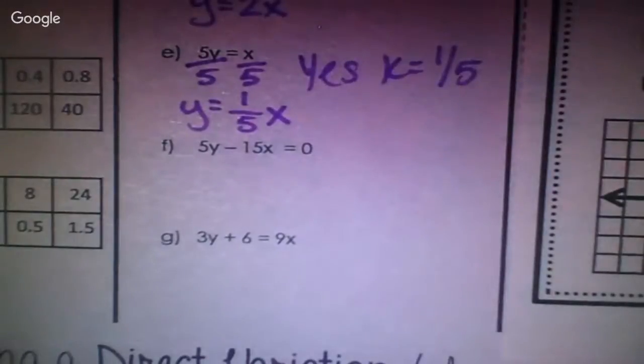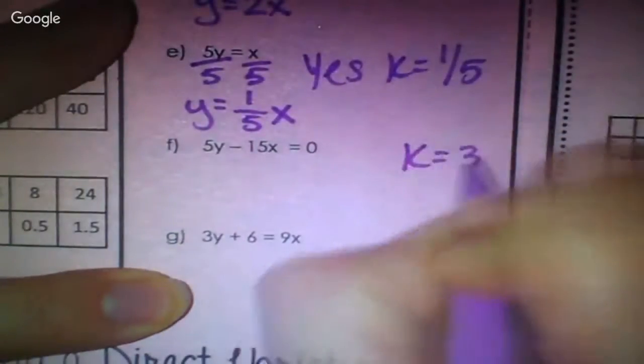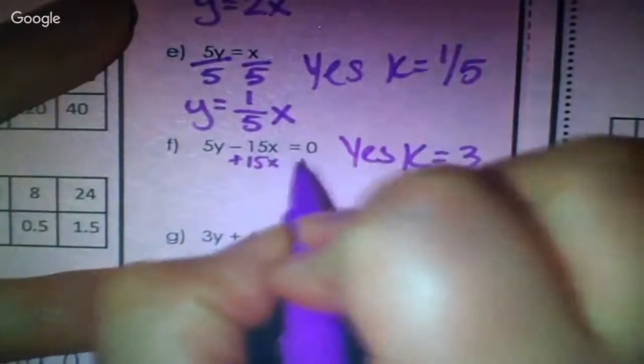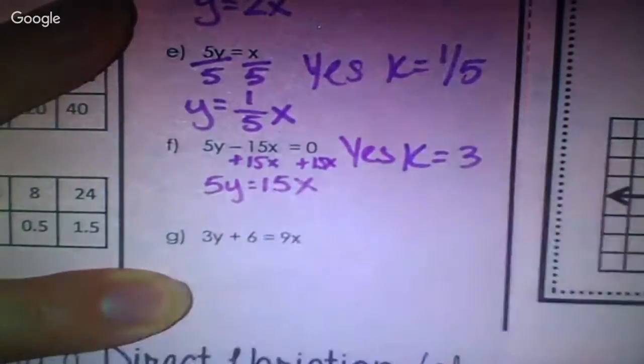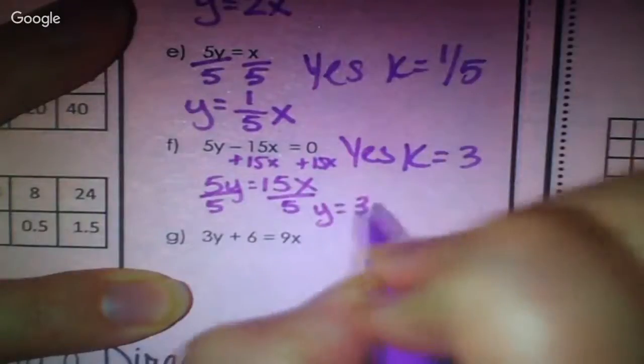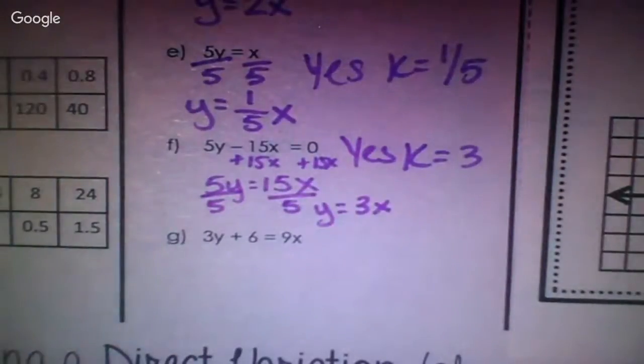Okay. F's going to be a little bit more work, because not only do I have to divide, I've got to move that X to the other side first. So you said my K value is 3? Yeah. Okay. So the first thing I have to do is add 15X to both sides. So you get 5Y equals 15X. Divide both sides by 5 now. So Y equals 3X. Okay, so that's where that 3 came from.